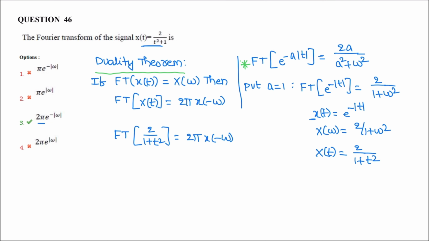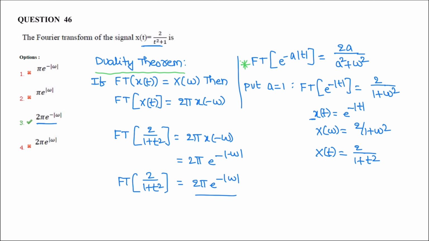So small x of t is e power minus mod t, and 2 pi e power minus mod omega, that is omega only. So the correct answer is 2 pi e power minus mod omega. The Fourier transform of 2 by 1 plus t square is equal to 2 pi e power minus mod omega. So we need to solve this problem by using the duality theorem.